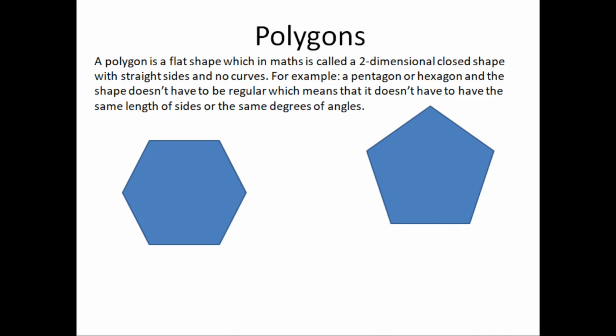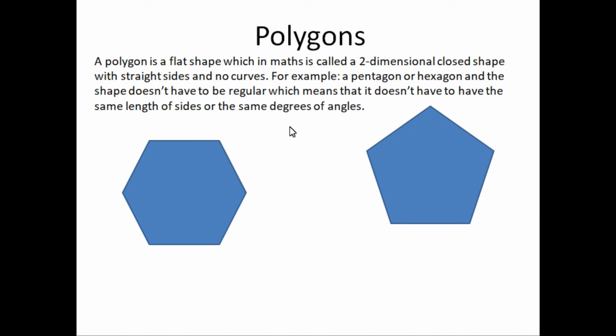So a polygon is a flat shape, which in maths is called a two-dimensional closed shape. That means it's flat, it's not three-dimensional, which is also for short 2D or 3D. It's got straight lines and no curves, like these two here. That's a hexagon and that's a pentagon. 5 sides, 6 sides.